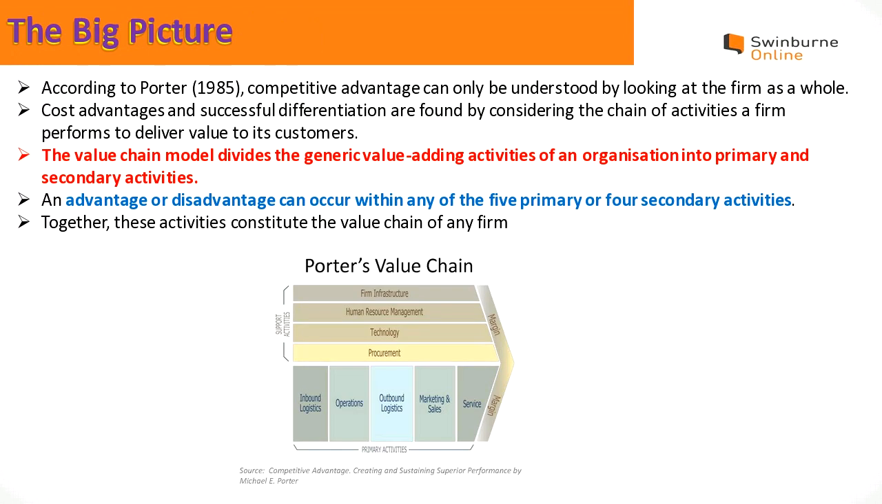So Porter says on the one hand, it does seem slightly contradictory, but competitive advantage can only be understood by looking at the firm as a whole, but cost advantages and successful differentiation are found by considering the chain of activities. And so this model he's made of the value chain divides the generic value-adding activities into primary and secondary, which is what I mentioned, or primary and support. And within each of these categories, you might find an advantage or disadvantage, but when you put them all together, you get the value chain of the firm.